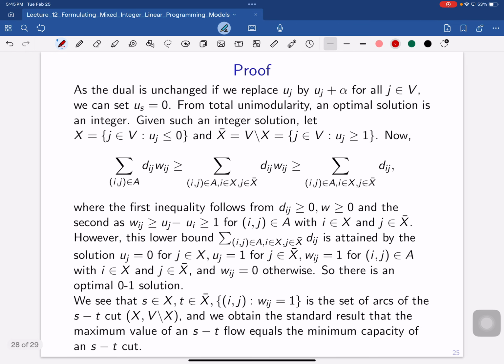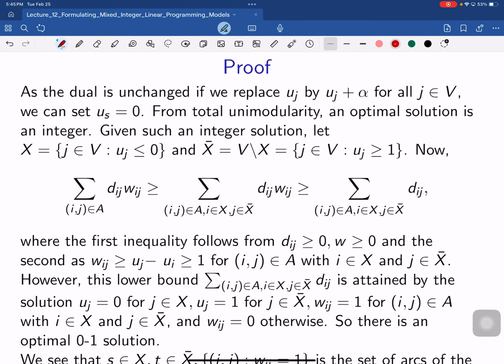Okay, so now the proof is a little bit subtle. You already know that all those extreme points satisfy the integrality constraint, right? So now let's consider two types of nodes: the nodes where the uj's are less than or equal to 0, and the nodes where the uj's are greater than or equal to 1. Since all the u's are integral, this is like a partition of the nodes. And of course the source node will belong to this particular set since we set it to 0.